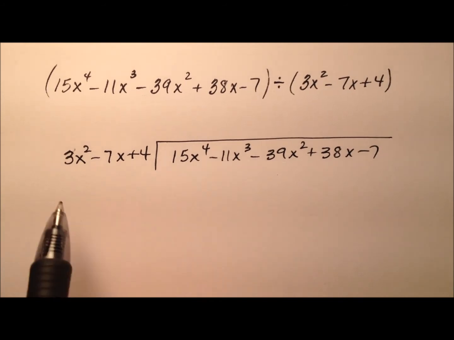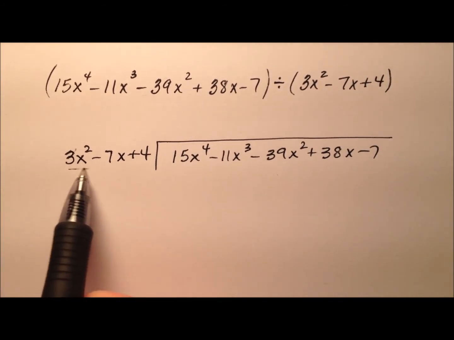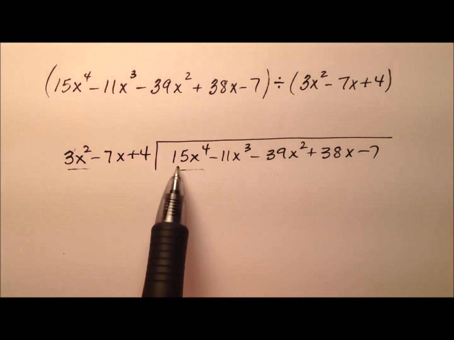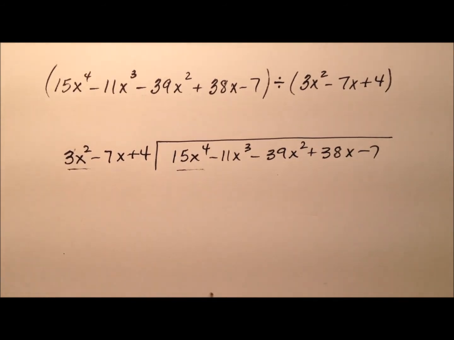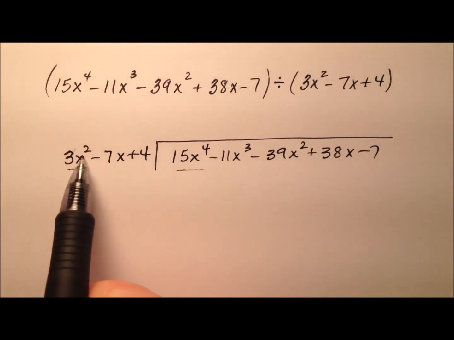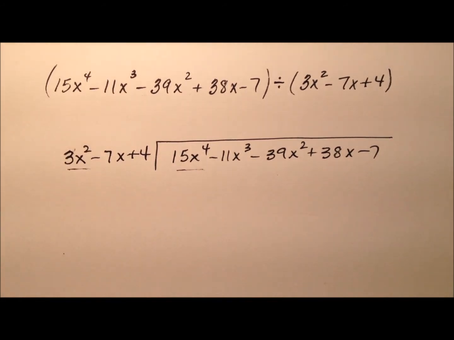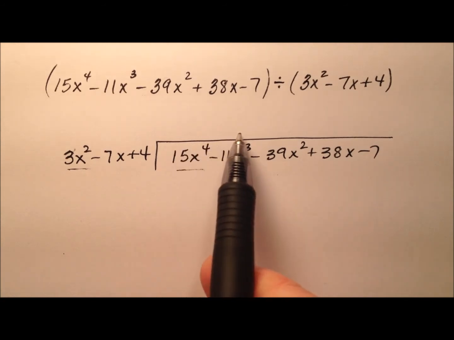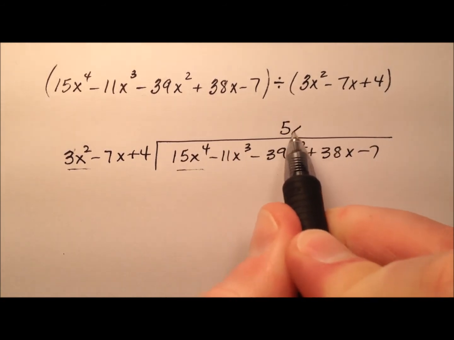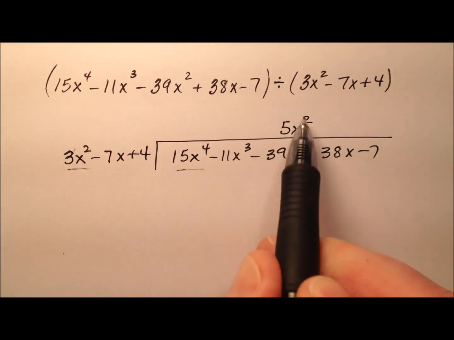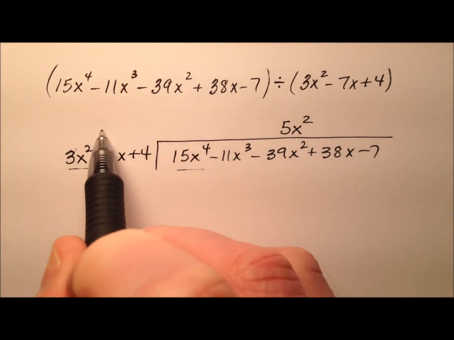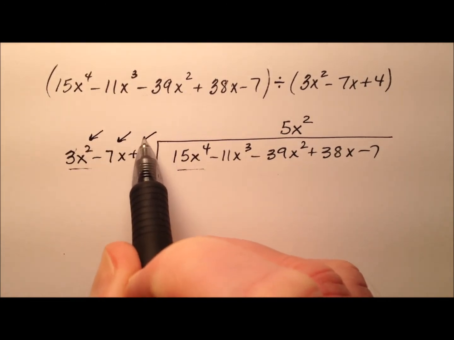All right, so first question always: this first term and this first term, what do I multiply by 3x squared to get 15x to the fourth? Well, I multiply 5 by 3 to get 15, and then x squared. So 5x squared. I'm going to write that where my x squared terms are, right here. Now I make sure that all of these like terms are aligned vertically. And then I'm going to come back through and multiply.